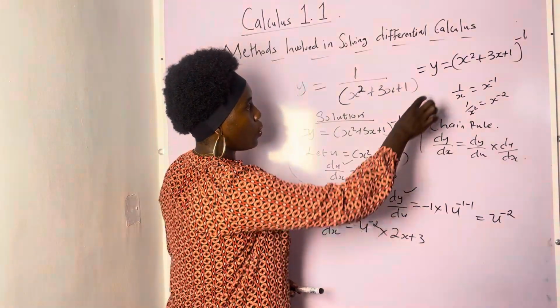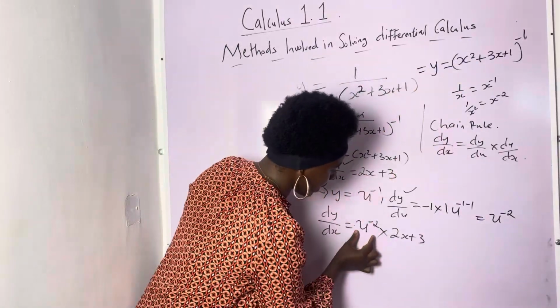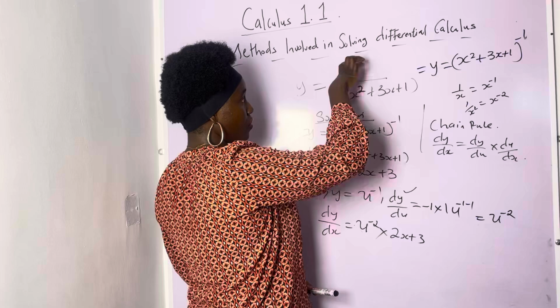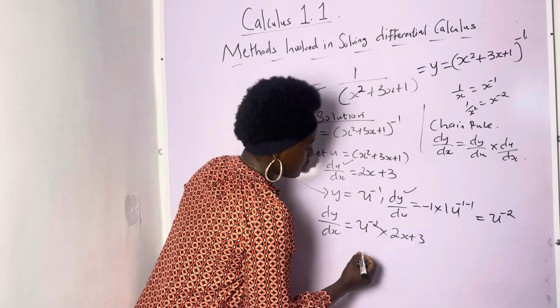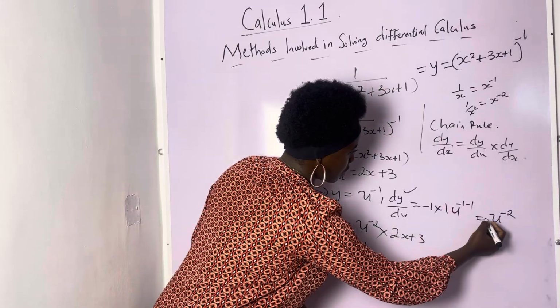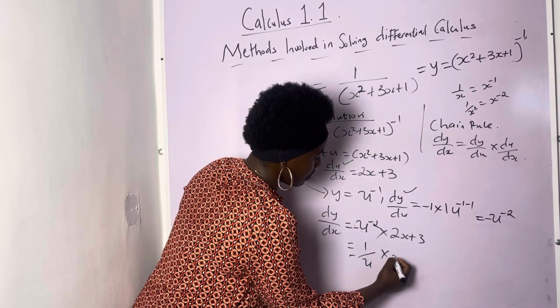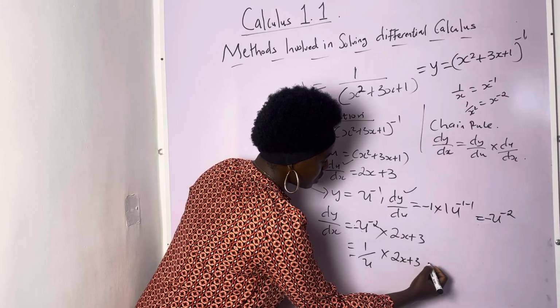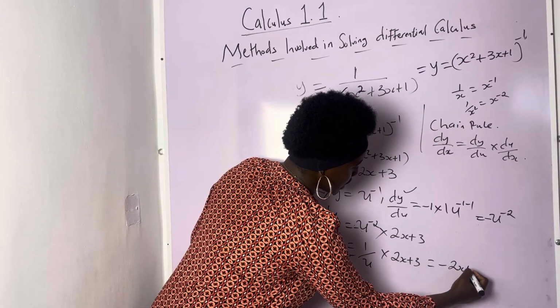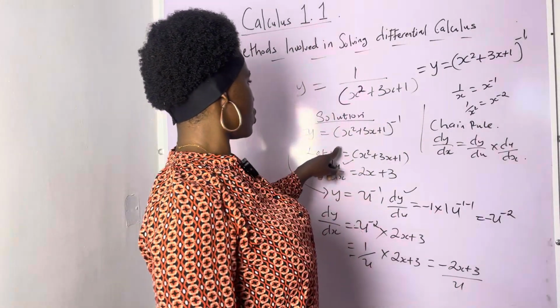But mind you, we converted this function to this form; it was originally in this form. I want to convert it back to the format in which the question was given. So we have this to be 1 all over u, with a minus here. So minus 1 over u multiplying by 2x plus 3, so we have minus 2x plus 3 all over u.